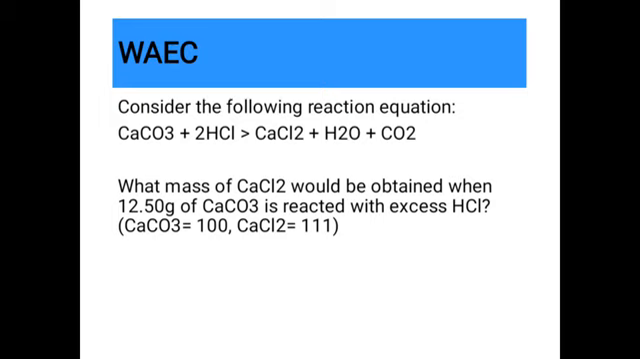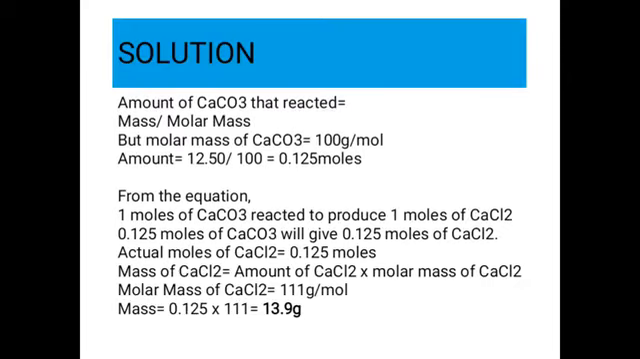Step 2, convert whatever mass you are given to mole. So you want to convert the mass of CaCO3 to mole by saying number of moles is equal to mass over molar mass. The amount of CaCO3 that reacted, therefore, is equal to mass over molar mass. And the molar mass of CaCO3 is 100 gram per mole. So amount, therefore, is equal to 12.50 over 100. That's 0.125 moles. That's step 2.